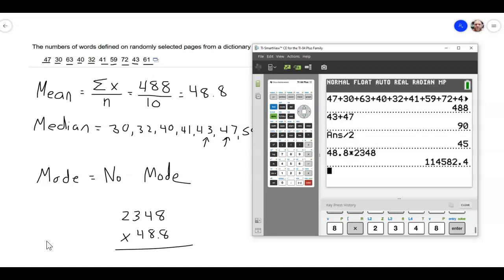Maybe we use our Google Assistant or our Siri or our Alexa to do a random number generator between 1 and 2,348. And maybe this time we make our sample size a little bit larger and pick 25 pages. And then we check to see if this changes dramatically, this average of 48.8. If we do that a couple of times and we're still really close to this 48.8 average words, then that's going to give us a more comforting idea that this is pretty close to the true number of words defined in this dictionary.